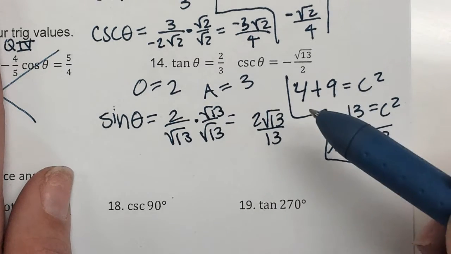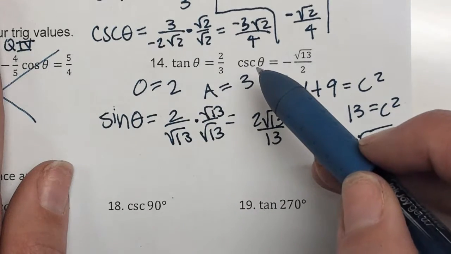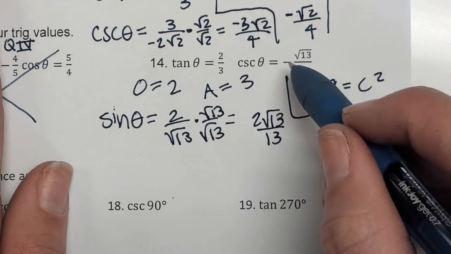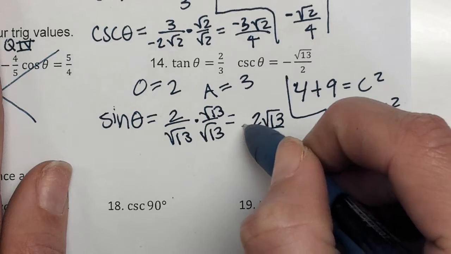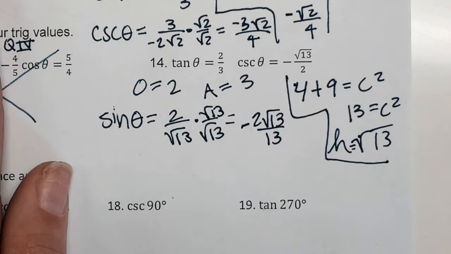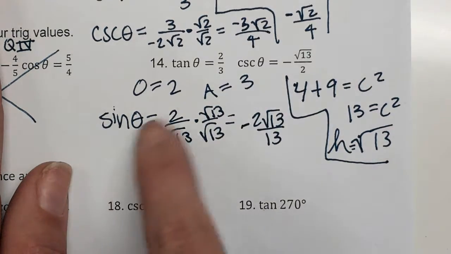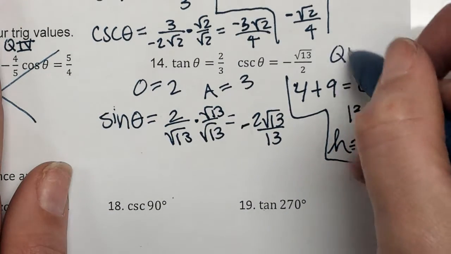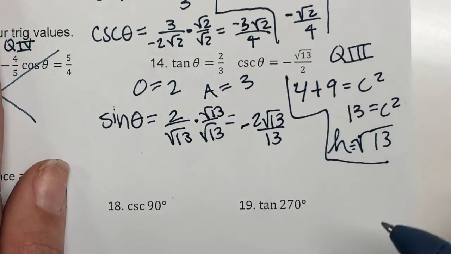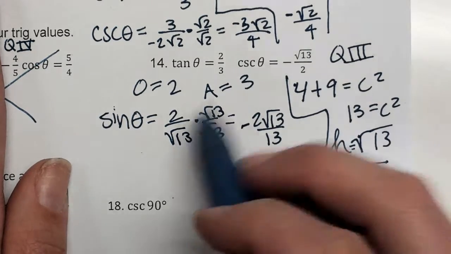Well, we necessarily wouldn't have to right here. We know this is the opposite of sine, right? Yes. This has to be what? Negative. Good. But let's check the quad while we're here. Where is tangent positive but sine negative? Quad 3. Very good. That means everything's going to be negative except tan and cotan.